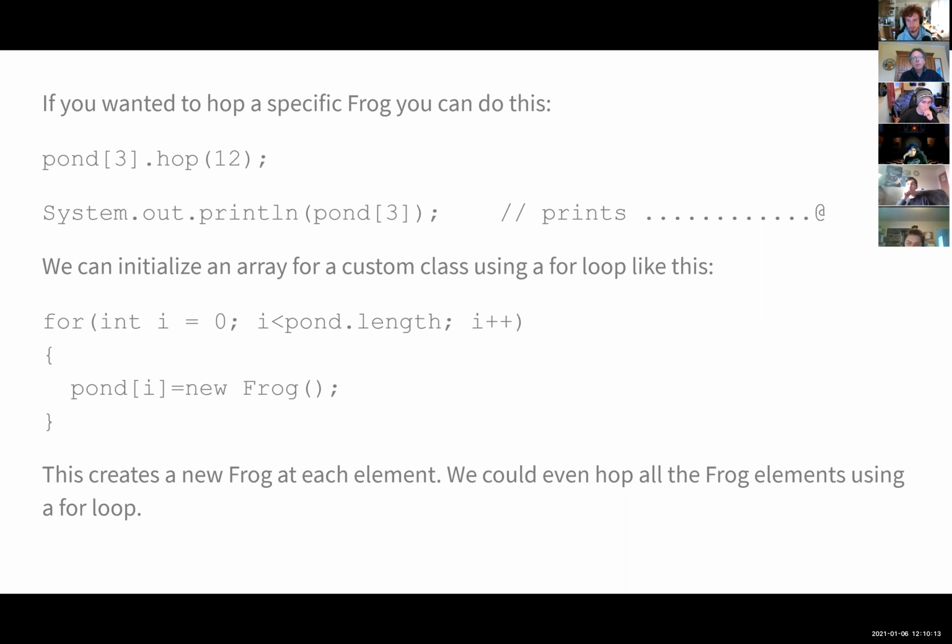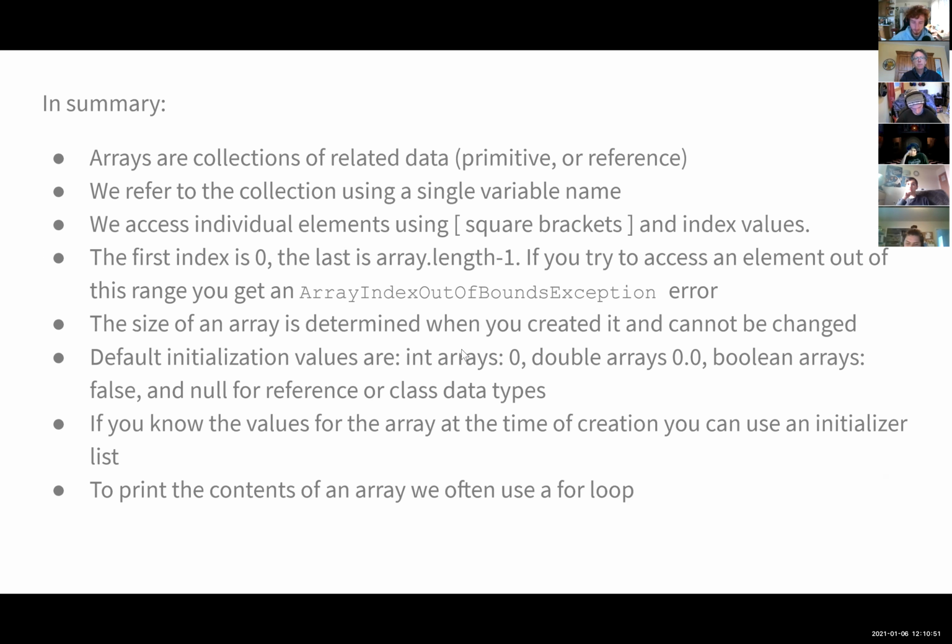So look at this for loop. This would put a new default frog at each spot. We do a for loop int i equals 0, i less than pond.length, and pond square bracket i equals new frog. That puts a new frog in each spot. And then if we wanted to hop every frog, we could have a command pond square bracket i dot hop, in a for loop again. Could be a for loop or a while loop. For loops are easier when you know exactly how many times you want to repeat.